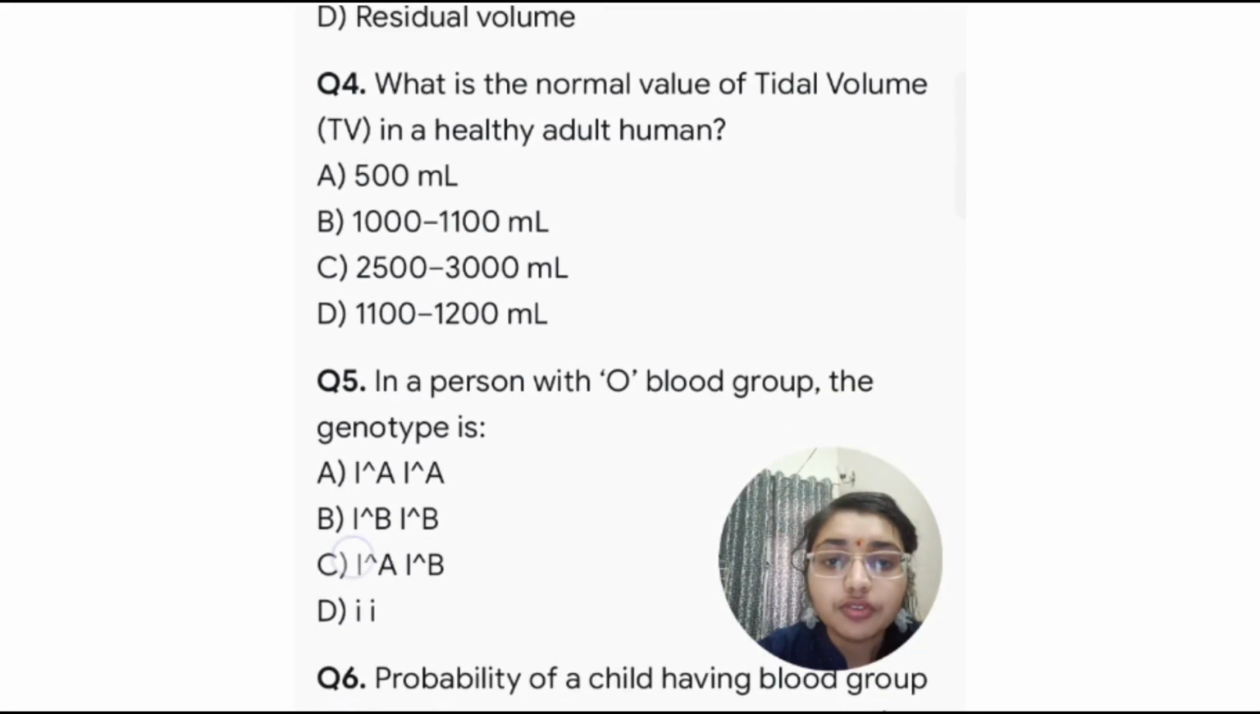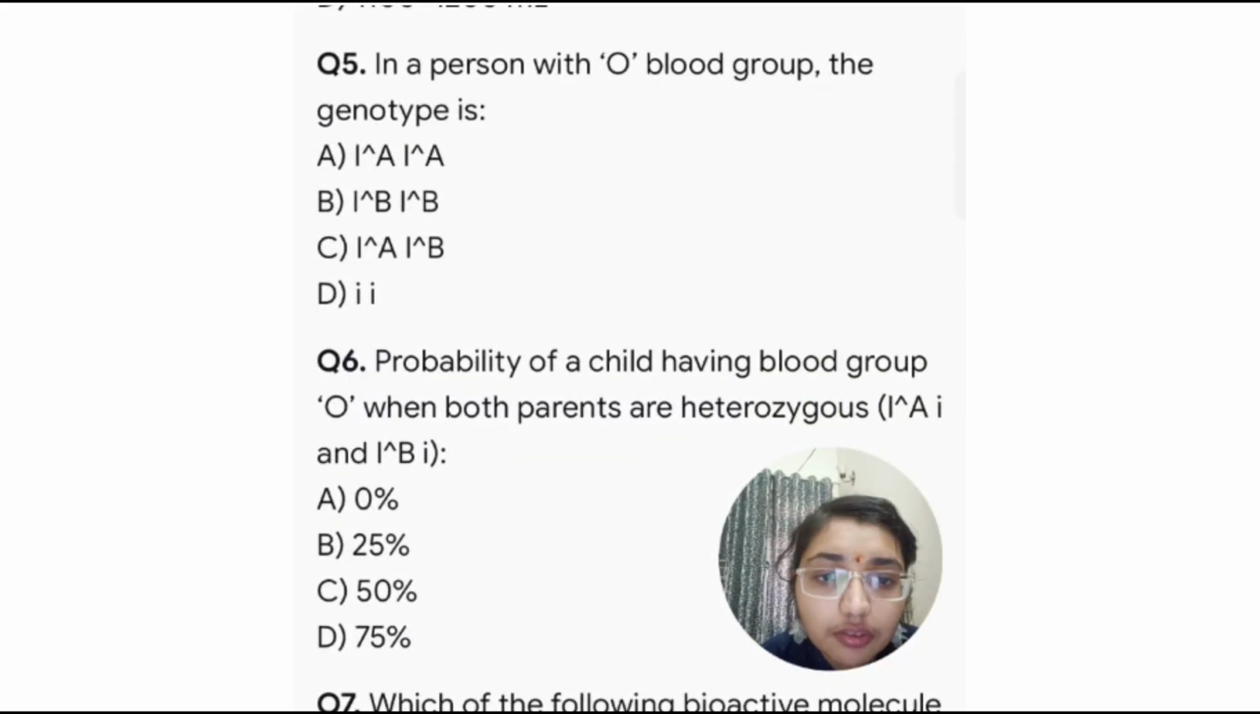In a person with the O blood group, the genotype is small i, small i, because all others have capital I when they are present. Capital I A, capital I A when there is A blood group, capital I B when there is B blood group, I A I B when AB blood group is present. So the correct answer is D. Now probability of the child having the blood group O when both the parents are heterozygous, they are given here. So the answer for this is 25%.